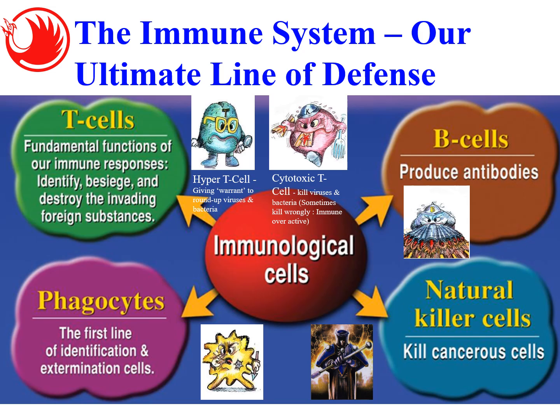So the immune system is our ultimate line of defense. There are actually 4 types of cell. We talk about the frontline defense, and also the second line. The frontline has the phagocyte. This one is the first line of identification and extermination of cells. So whenever invaders come into our body, the phagocyte just eats them out.